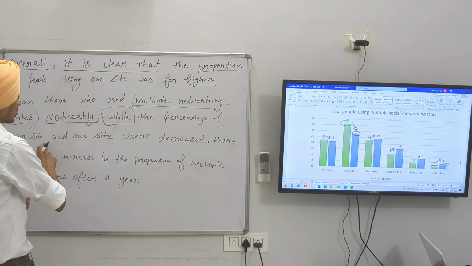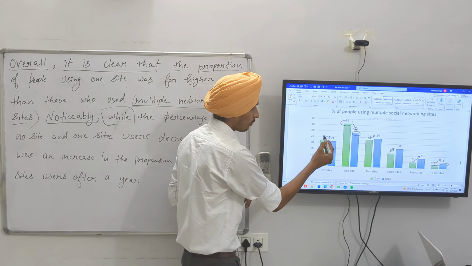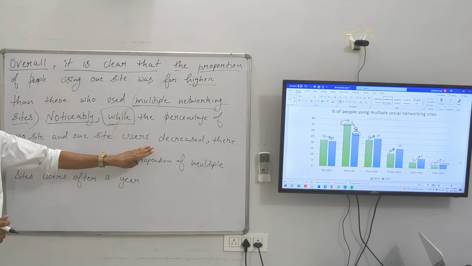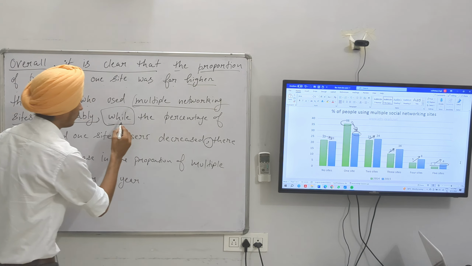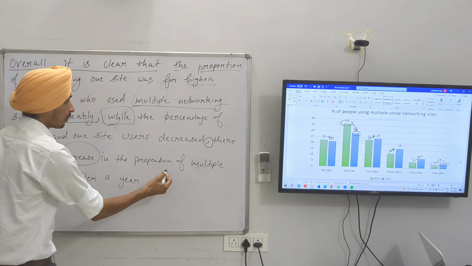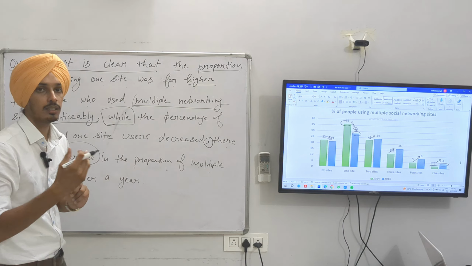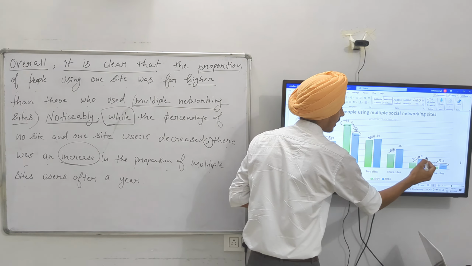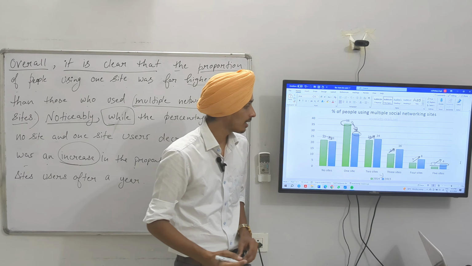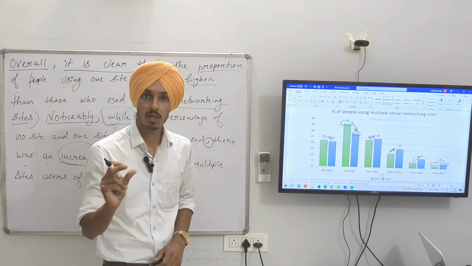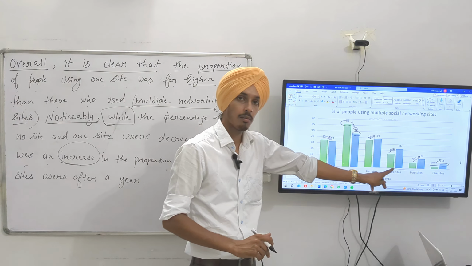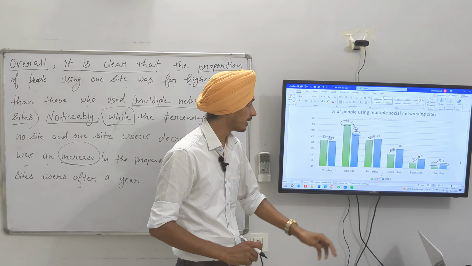While the percentage of no site and one site users decreased, then we need to use a comma when we use while in front of the sentence. There was an increase in the proportion of multiple site users after a year. So there was an increase in the percentage of people using multiple sites after 1 year. Means from 2014 to 2015 we have a gap of 1 year. So after 1 year there was a change in the percentage, and the percentage increased for these people and it decreased for the people using no sites and one site.